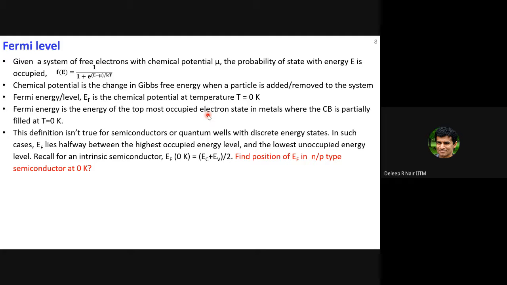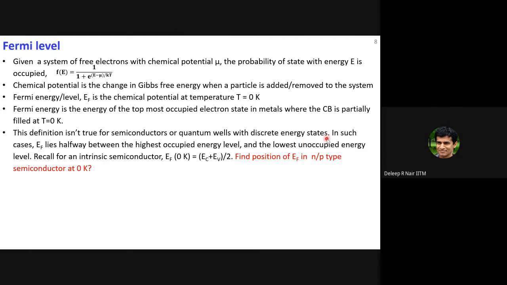However, this definition works for metals because for metals the conduction band is partially filled, right? And then you can define that you have states which are occupied all the way up to the Fermi level in metals. So this definition actually often creates confusion among students when we try to derive the position of EF at 0 Kelvin for an intrinsic semiconductor. This definition is not true for semiconductors or quantum wells with discrete energy states.